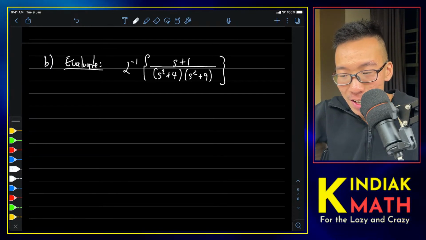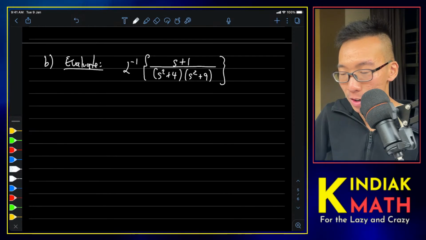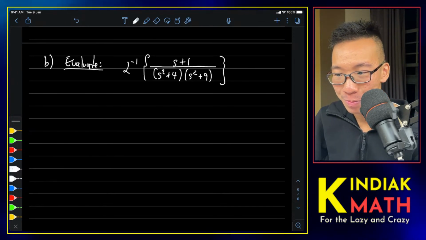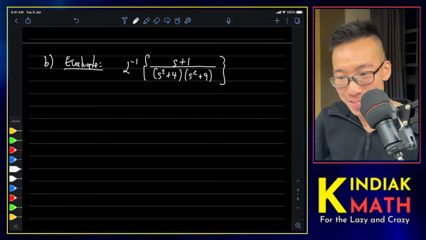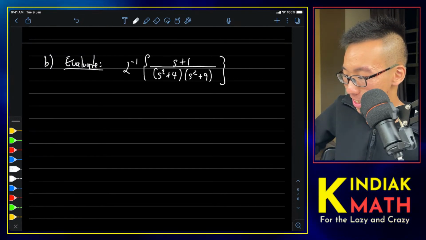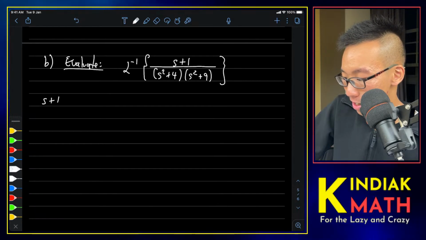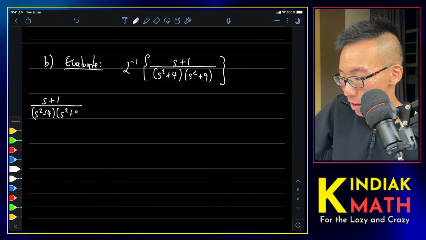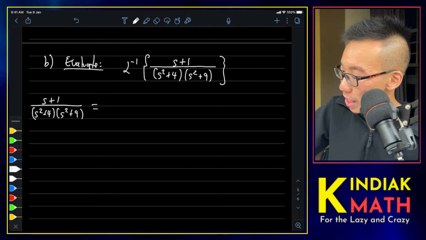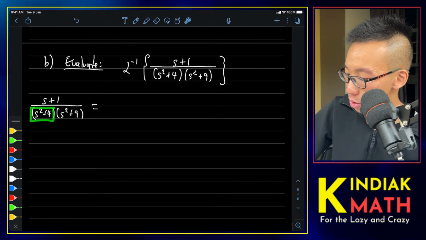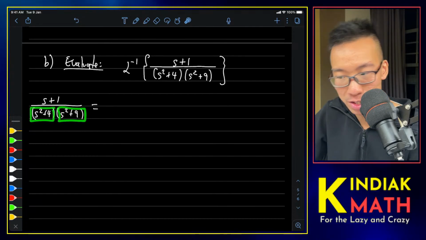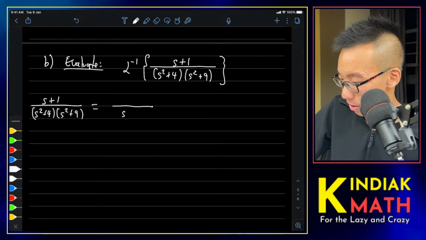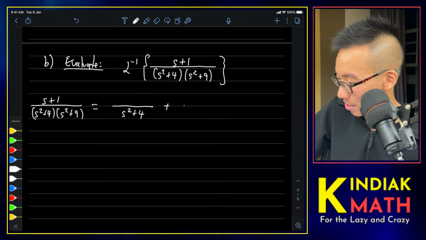We need to calculate the inverse Laplace transform of this expression, which looks horrible, but we are given a hint. The key is to write this as a sum of partial fractions, and this is how we are going to do it. Now we have two factors, just two, no powers or whatever. These are quadratic factors.